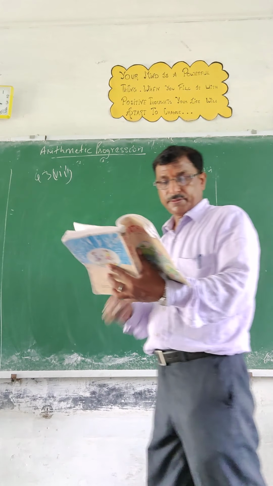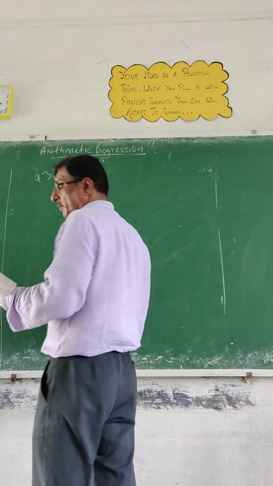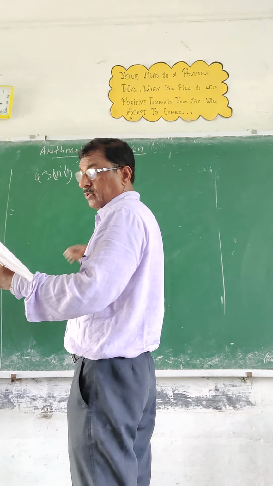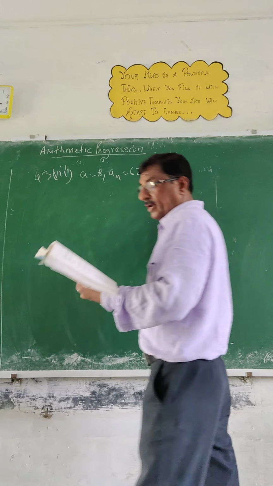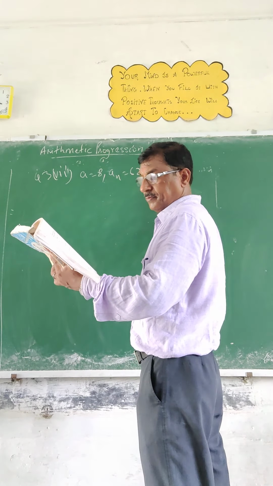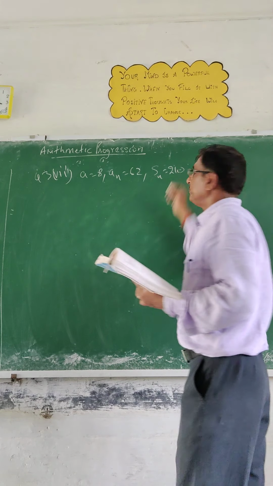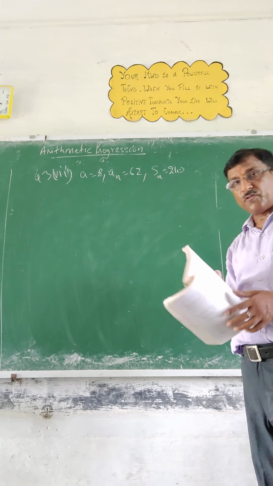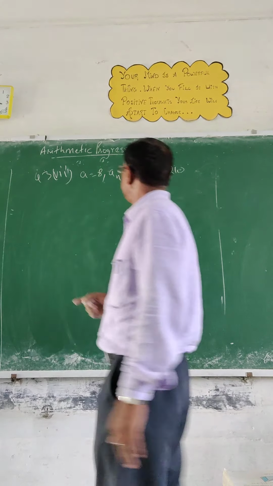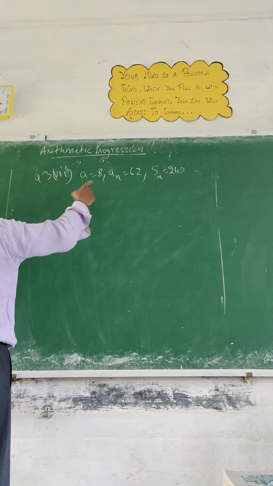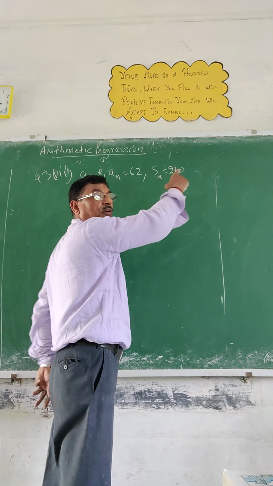See children, what is it? A, the first term, is given. Now the nth term is 62. And what is Sn? 210. Okay children. Now you have to calculate in this question n and d. See how you will get it. First you can see A, the nth term, and Sn. The sum of n terms is given.